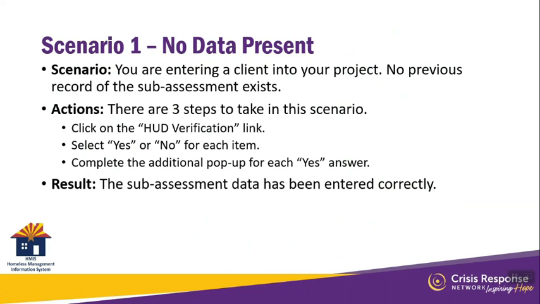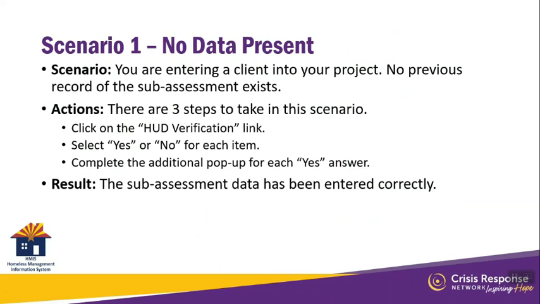So for our first scenario, we're going to be entering a client into our project and no previous record of the subassessment exists. In this case, there's three steps to take. You'll click on the HUD verification link. You'll select yes or no for each item. And finally, if you do select yes, you'll complete the additional pop-up which occurs when you do select yes for a disability type. At the end, we'll see the subassessment data has been entered correctly when the red check mark turns into a green triangle.